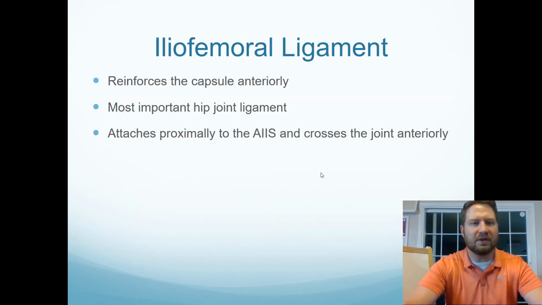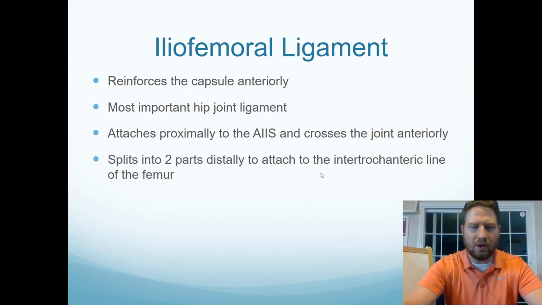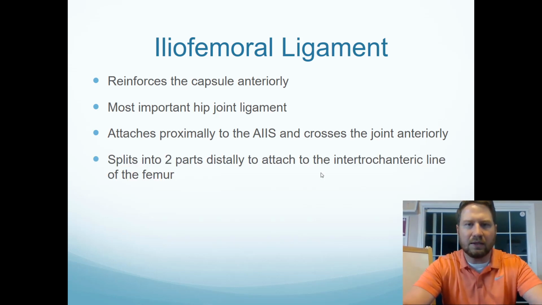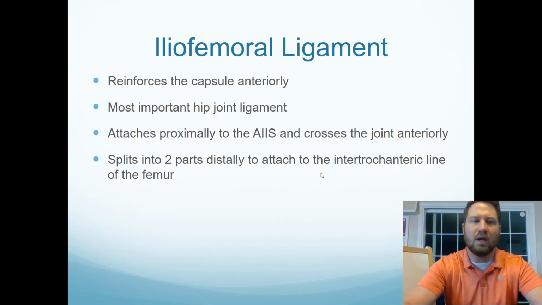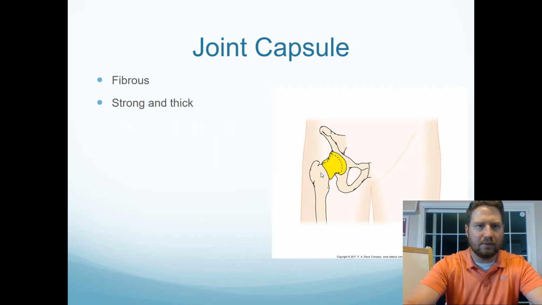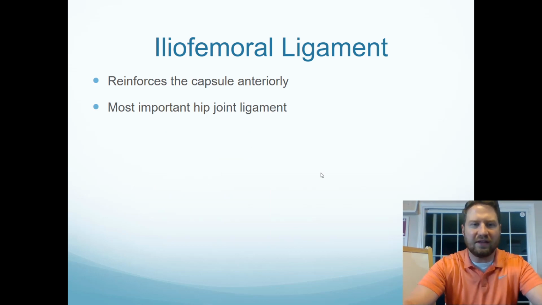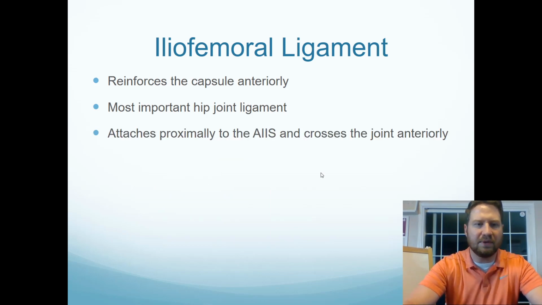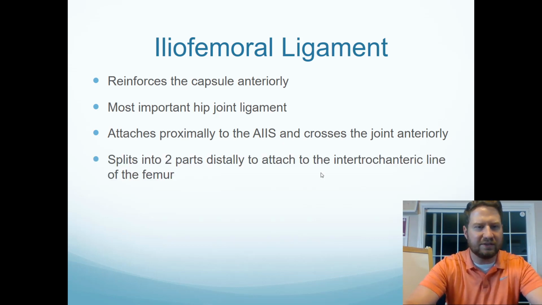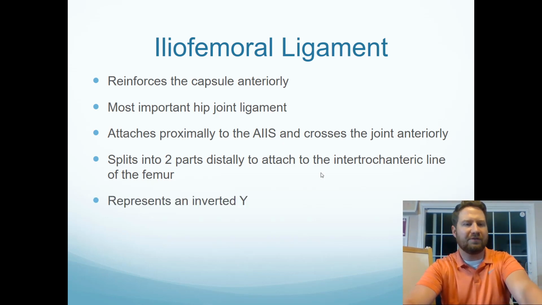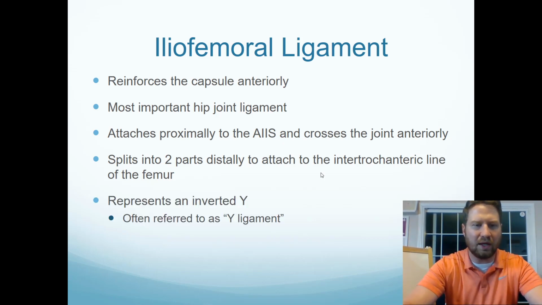So our iliofemoral ligament, this is one of the three ligaments that go from the hip bone out to the femoral neck. It reinforces the capsule anteriorly. It's the most important hip joint ligament. It attaches proximally to the AIIS and crosses the joint anteriorly, where it splits into two parts distally to attach to the intertrochanteric line of the femur. It's represented as an inverted Y, or it's often referred to as the Y ligament.